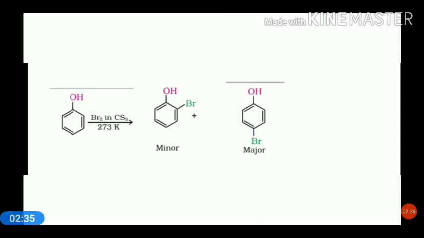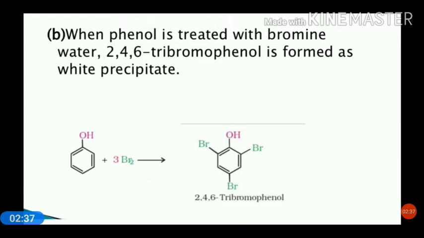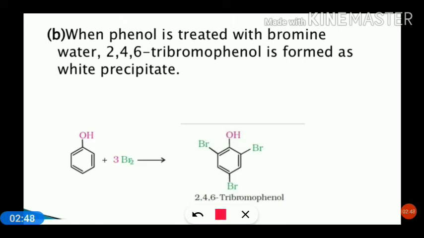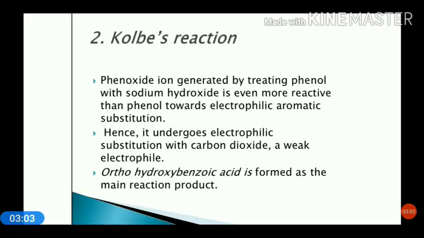Next you can see the reaction with bromine water. In this, 2,4,6-tribromophenol is formed. Here bromine reacts and the ortho and para positions are occupied by bromine. So the product is 2,4,6-tribromophenol.